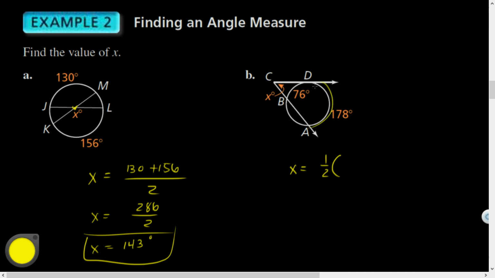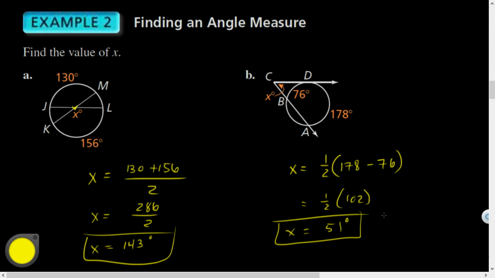It's always going to be the big minus the little. All right? So 178 minus 76. That's going to be half of 102. So is that going to be 51 degrees? Yeah, not bad. So I want to point out that it's possible you might know this and not know one of those. You're going to have to plug those into the right spot. Don't assume that it's always the unknown that is going to be on the other side of the equation.